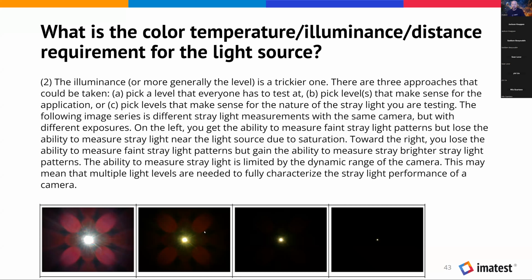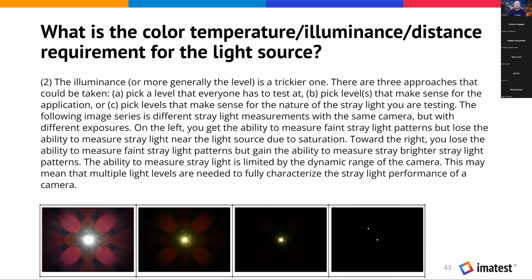This slide shows the difference between a very bright source that's saturated and one that's not so saturated. On the left, you get the ability to measure the faint stray light patterns, but you lose the ability to measure stray light near the source. With the shorter exposure, you can measure stray light close to the source, but those larger patterns are not visible. So it might be necessary to test at multiple light levels to fully characterize your system.